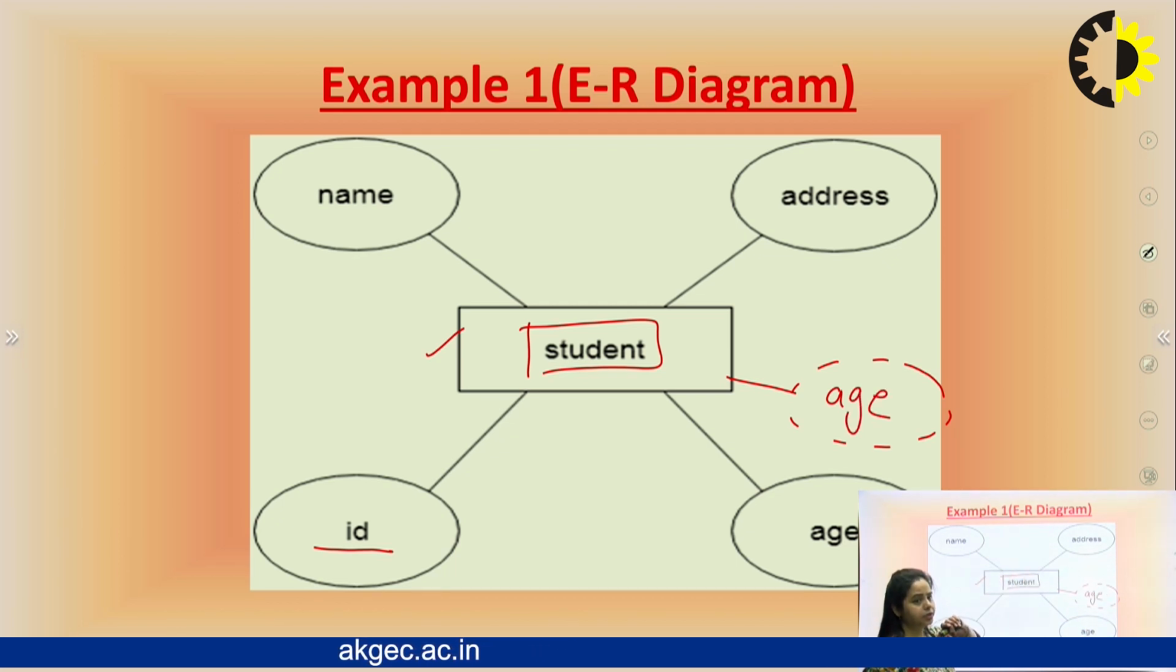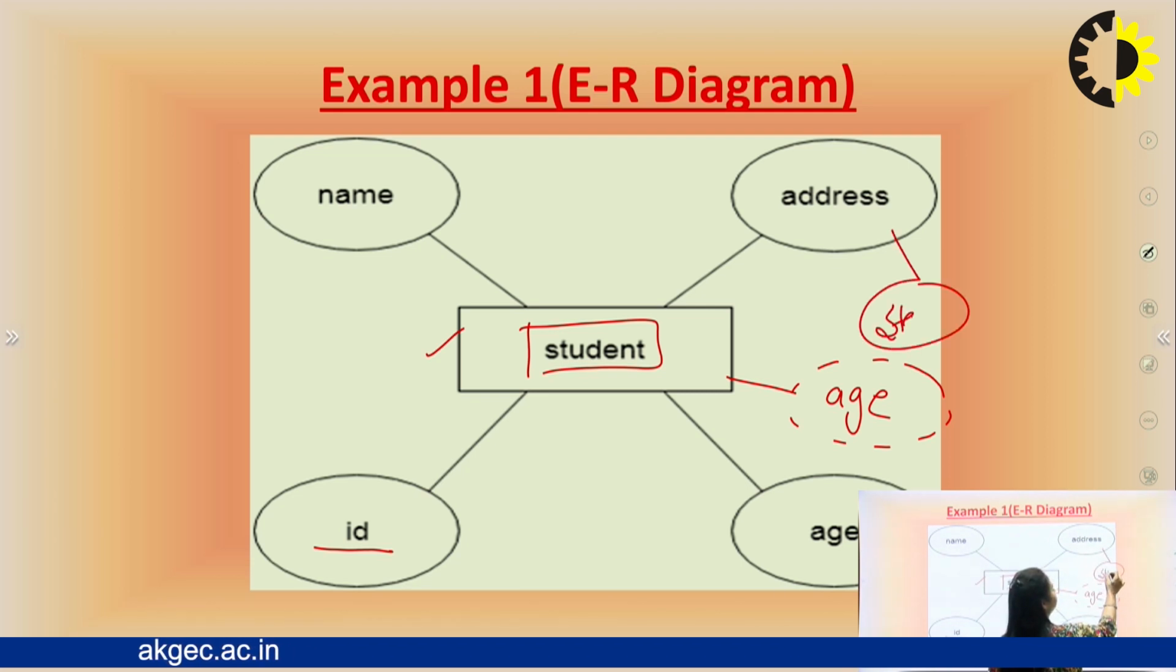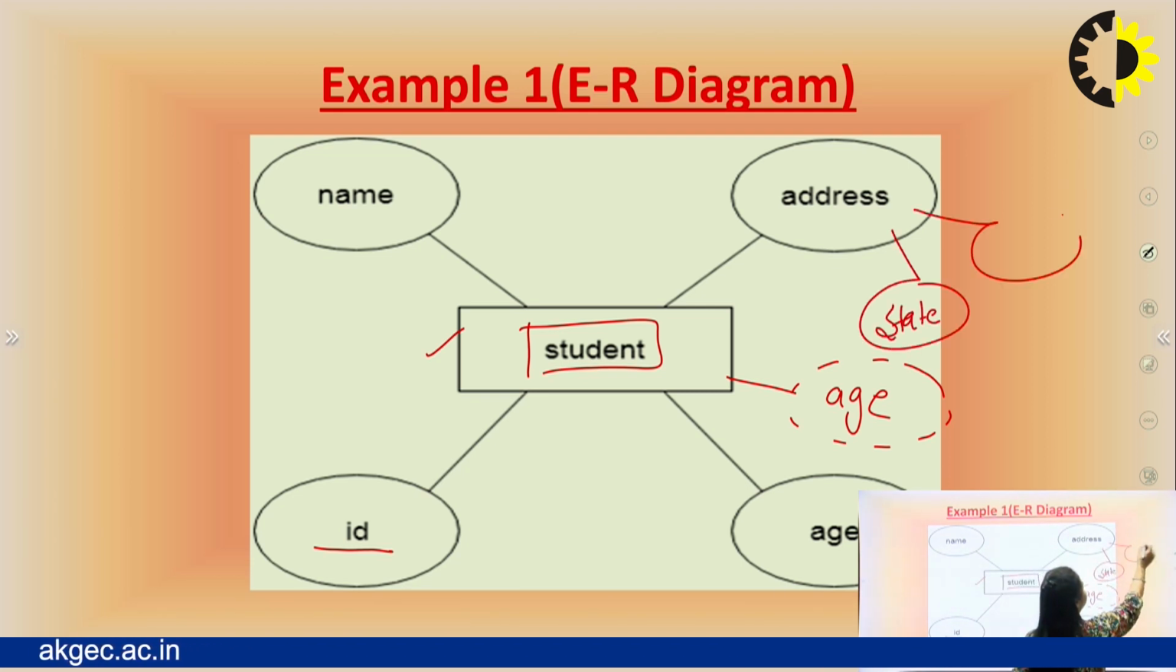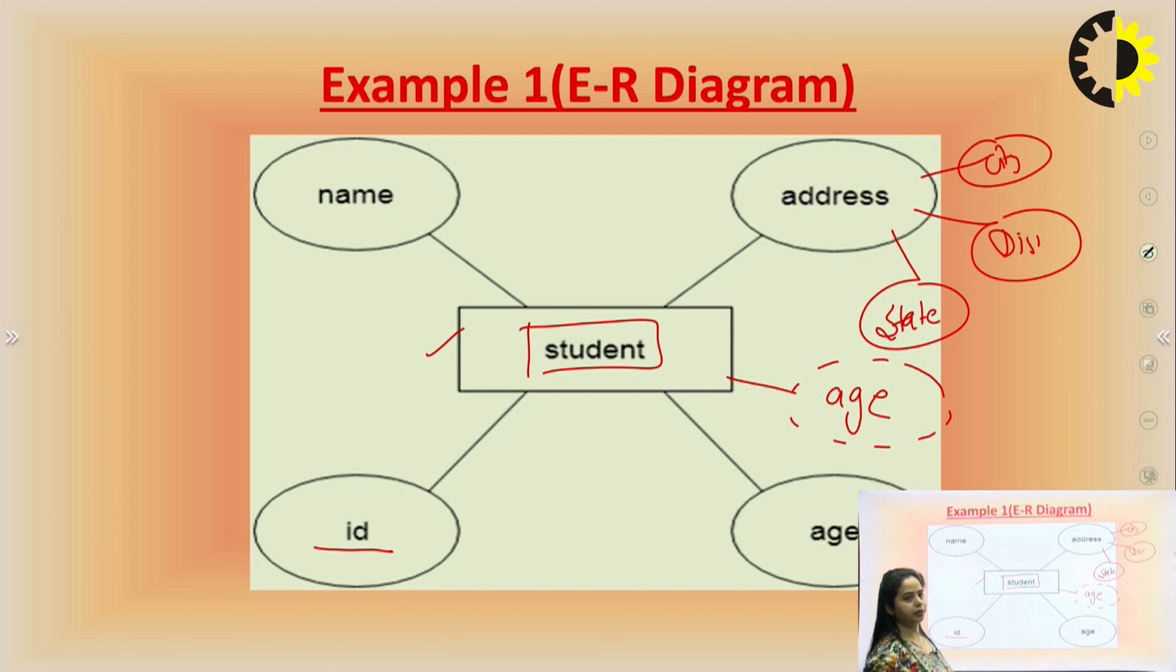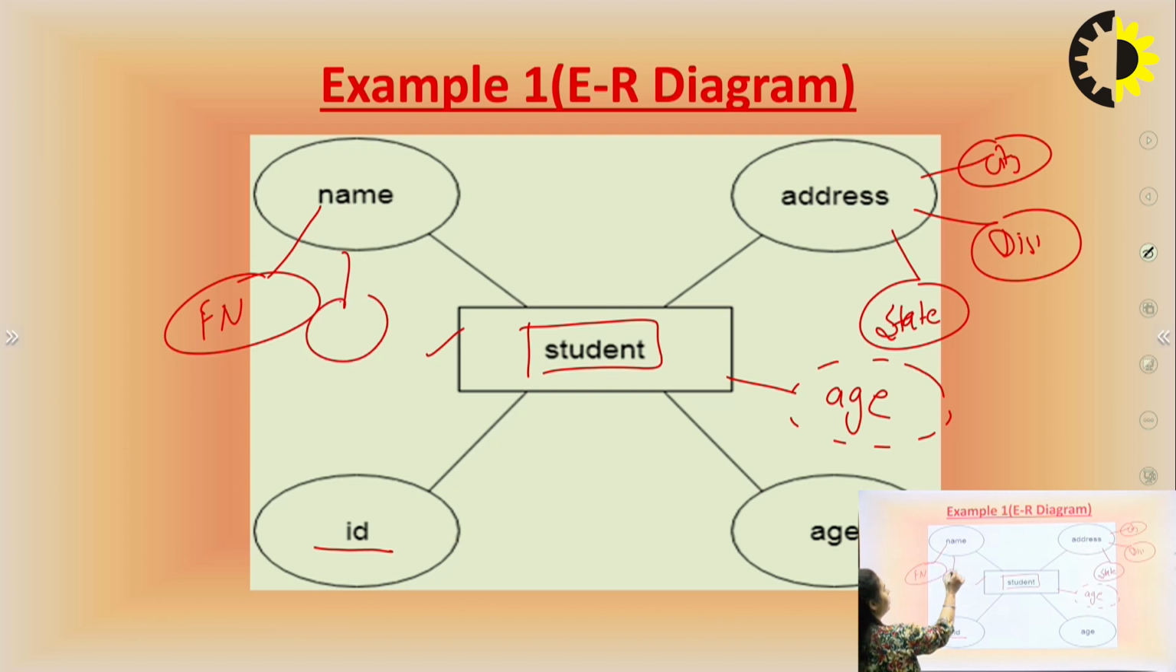Address is a composite attribute, so we can further subdivide it into state, district, city. So this will become the multi-valued attribute. Name can also be a multi-valued composite attribute, like first name, middle name and last name. So like this we can draw the ER diagram.